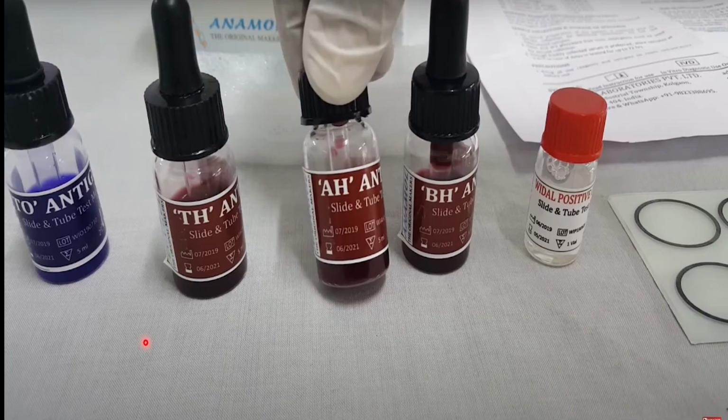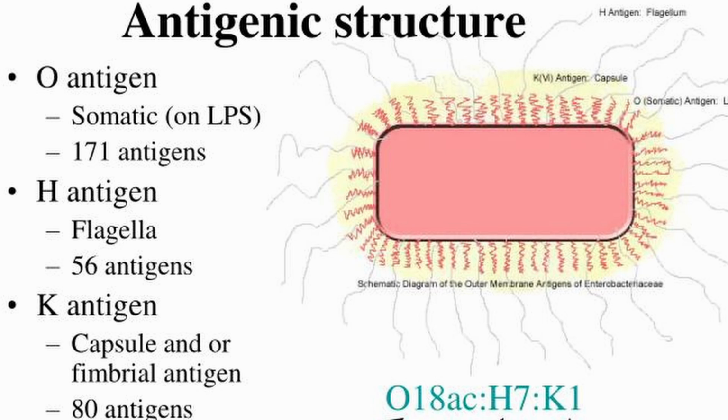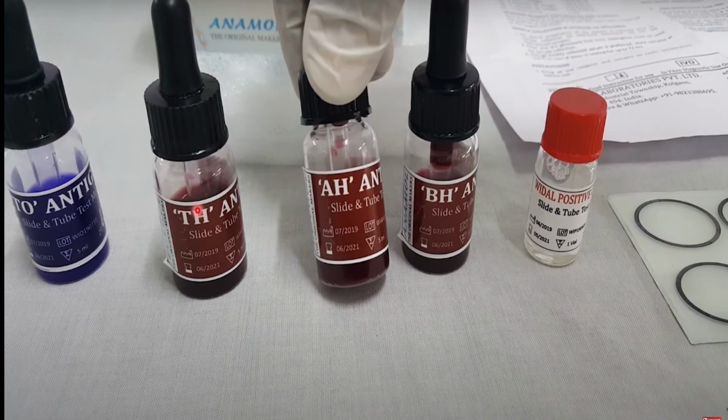What do we have? We get a small kit, and inside that kit we have certain things. One is all these ready-made antigens. See, there is the O antigen and the H antigen. What is the O antigen? The O antigen is the somatic antigen. The somatic antigen is present on the body of the Salmonella typhi. What is the H antigen? The H antigen is present on the flagella, the tail of the Salmonella. So Salmonella has a body and a tail. The body has the O antigen, the tail has the H antigen.